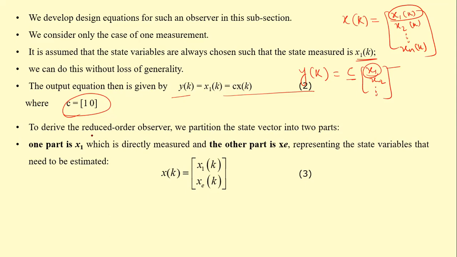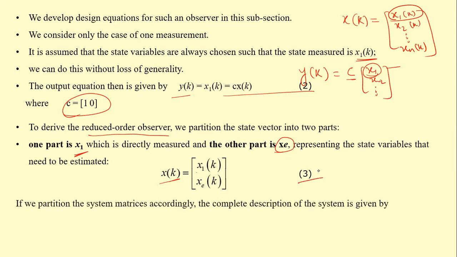Okay, so if we want to derive the reduced order observer, we will partition the state vector into two parts. That means we will consider the state vector as two different types of states. One is the measurable state, which can be directly measured, let us say x1. The second is the estimated state, let us say xe. So the state vector can be written as x1k and xek. This is, for example, equation number 3.